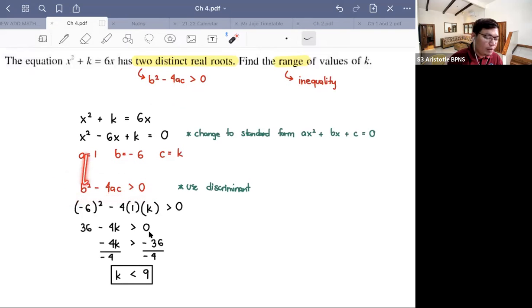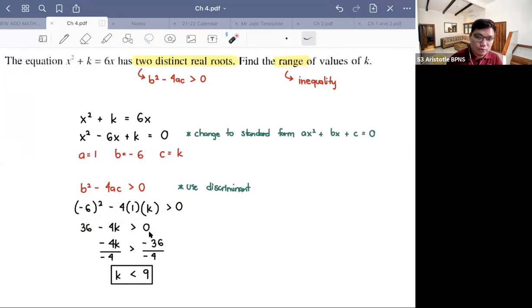And then you just plug in A, B, and C here. So B squared is negative 6 squared minus 4 times A, which is 1. And then C is what? C is K. So that's why this is K, and then greater than 0. All right. And then what you need to do is to solve for K, right? So I think you guys know how to solve inequalities. Solving inequalities is just like solving equalities or equations. All right. So 36, and this is now a negative 4k.